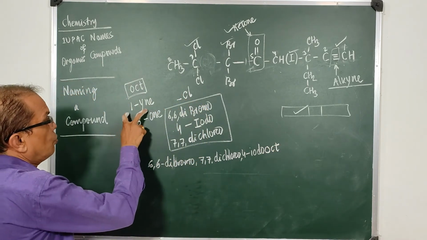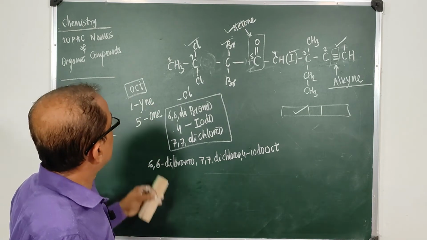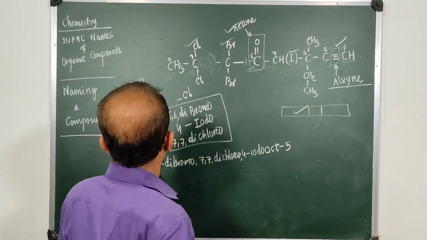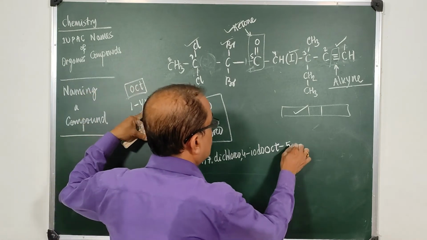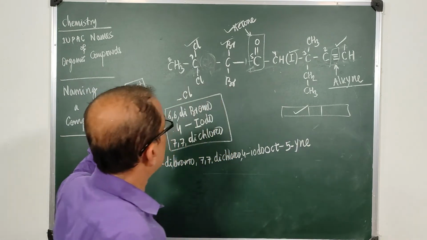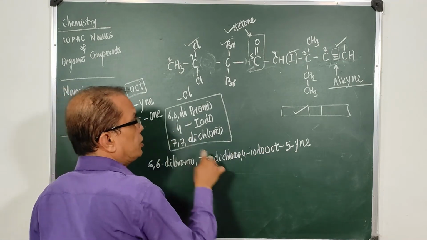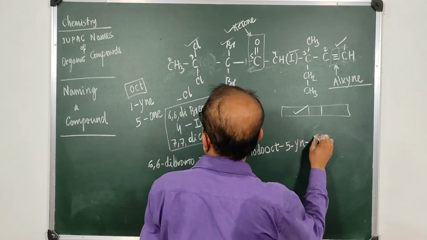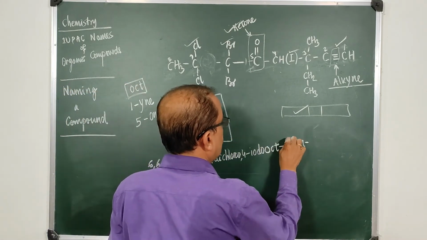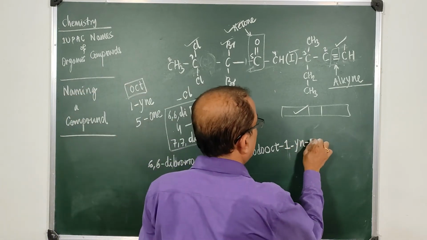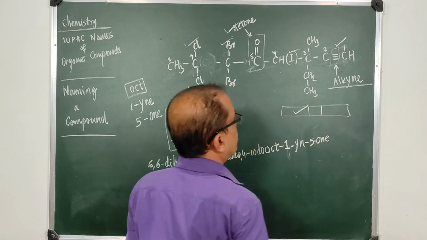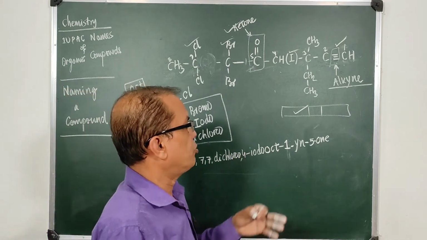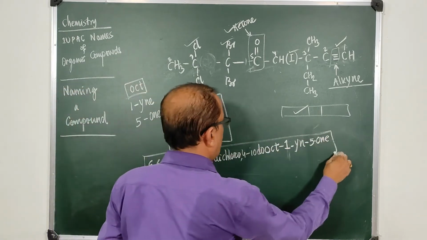Then I have two things, 1-yne and 5-one. So it is a ketone and it is an alkyne, so I write oct-5 and then the primary suffix yn, so 5-yne, but it does not end here. I have one more to write, so I have to omit this last letter and write 1-yn and then 5-one. This will be the name: 6,6-dibromo, 7,7-dichloro, 4-iodo, oct-1-yn-5-one. This will be the IUPAC name of this large object.